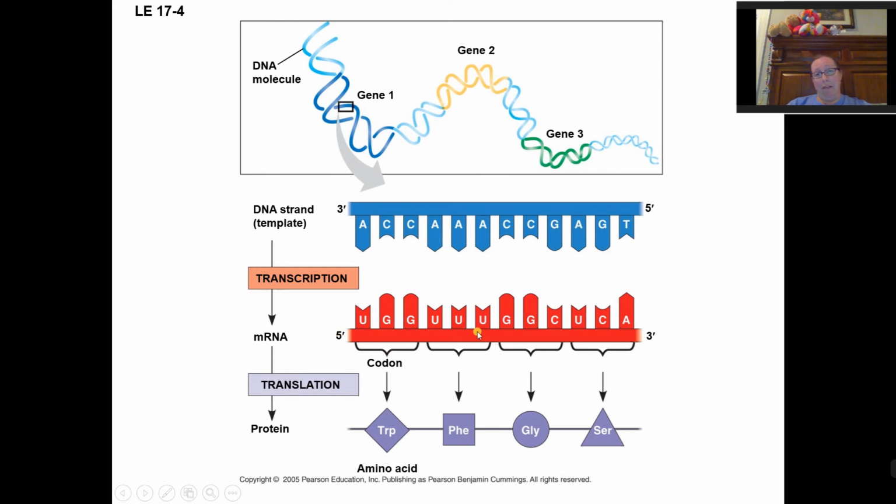We read this way, 5 prime. It gets processed. This is all happening in the nucleus. It gets a hat and a tail and splicing and all kinds of stuff happens to the mRNA so that it can go out.